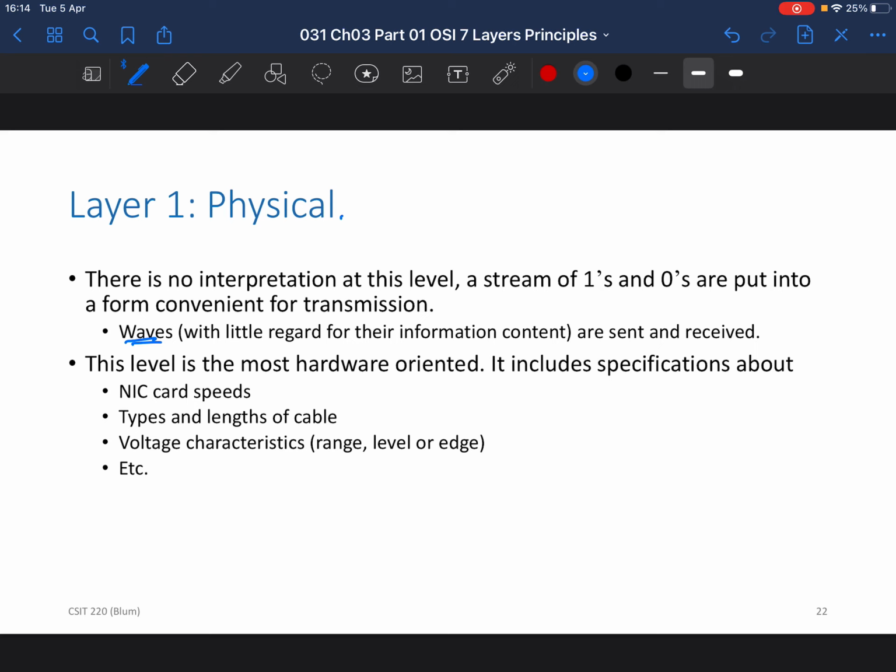This level is the most hardware oriented. It includes specifications about NIC card speeds. NIC we have discussed before, network interface card or network interface controller. Second is the types and length of the cable. You can see the cable, the card, all those physical hardware. Third is hardware characteristics, voltage characteristics in terms of range, voltage level, and also voltage age, and so on, some other details of the hardware. That is what happens in the physical layer, the first layer of the OSI model.